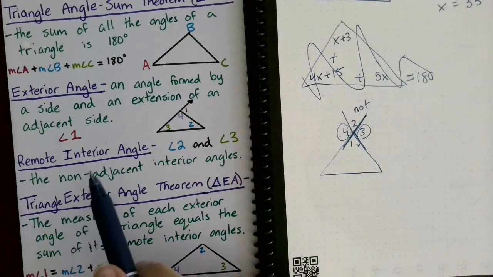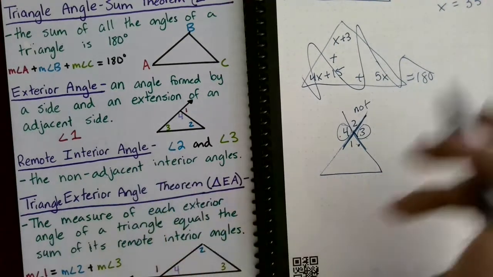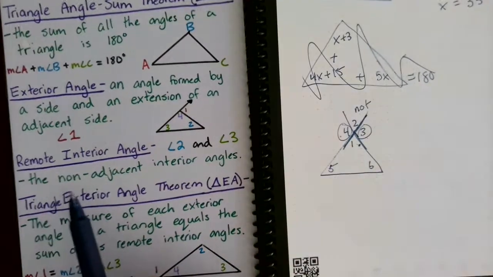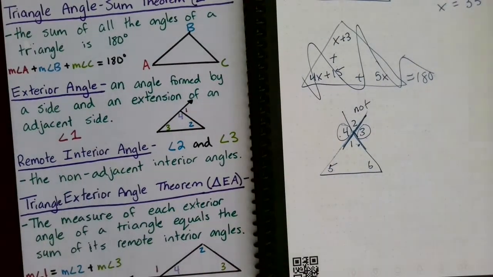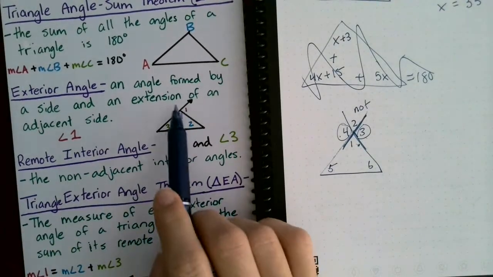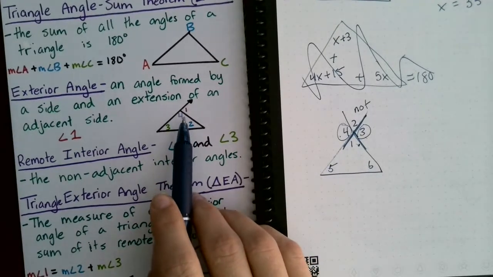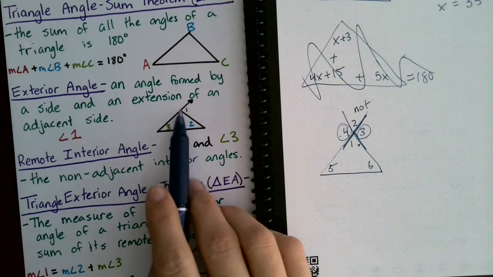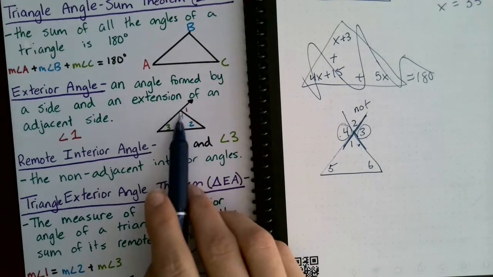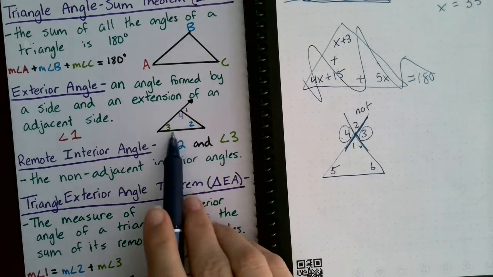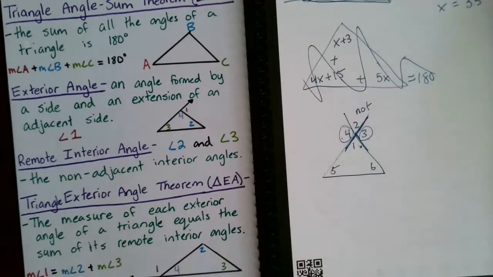Next up, we have remote interior angles. So in this picture, I'm going to add them to this picture as well. Remote interior angles are the angles that are not close to the exterior angle. So in this case, okay, we see angle 1 right here. The one adjacent to it is angle 4. Those are a linear pair. Those equal 180 because it's on a straight line right next to each other. Well, 2 and 3 are the remote interior angles, which is very important to acknowledge.